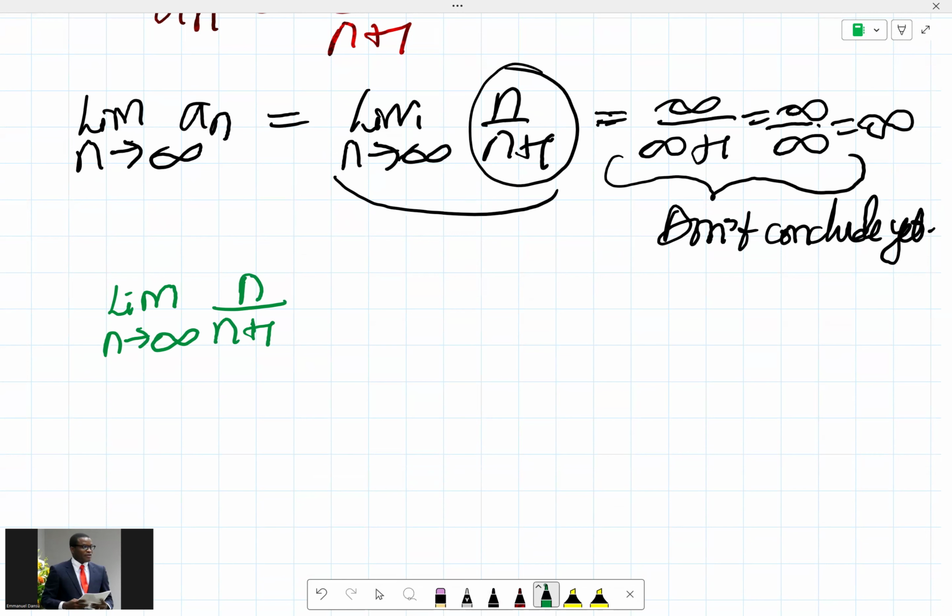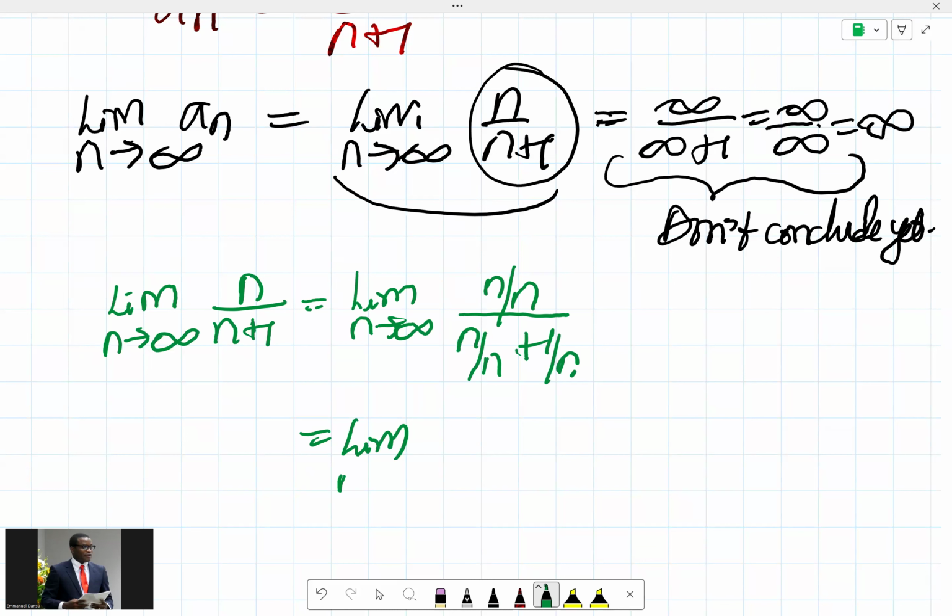So now we have the limit as n goes to infinity of n over n plus 1. Another thing we can do is divide each term by n, because n is the highest power here. We have n over n, all over n over n plus 1 over n. So the limit as n approaches infinity, n over n is 1.